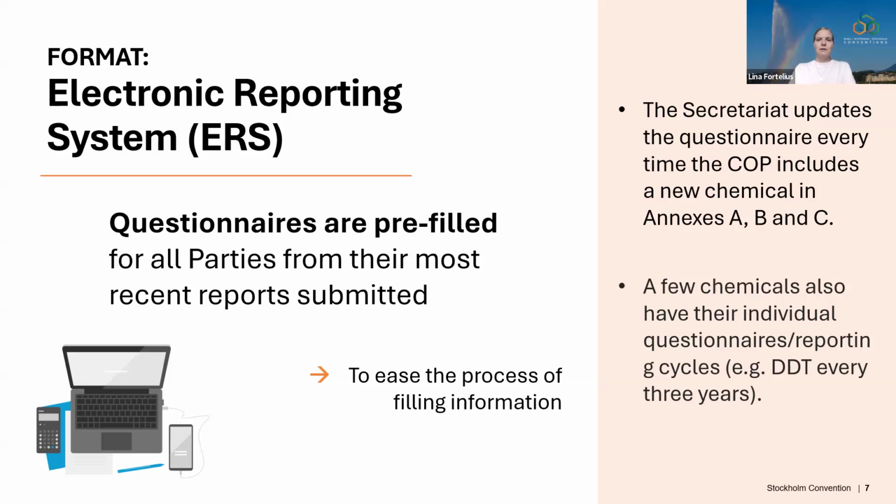The reporting system is consistently maintained and updated to reflect changes in the convention. So the Secretariat updates the questionnaire to include any new chemicals and their reporting needs listed in Annexes A, B, and C to the convention between the reporting cycles. So for the sixth report, it has been updated to include the latest chemicals that were listed under the convention during the last two COPs.